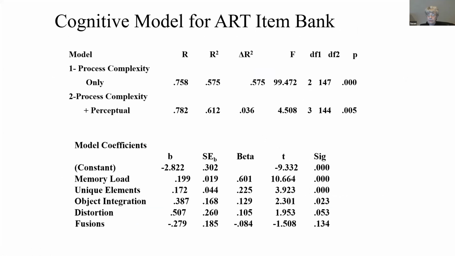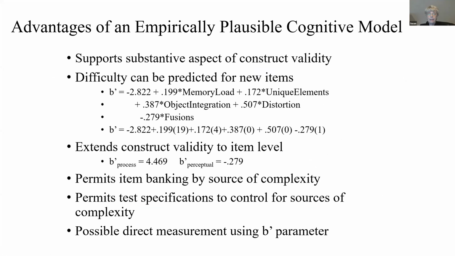And this is another look at the same thing. I'll try to wrap up here. And so, conclusion here. What are the advantages of an empirically plausible cognitive model?